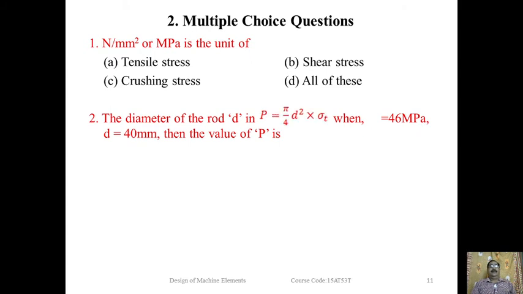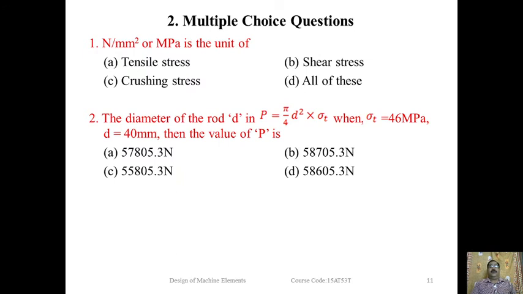Second one: the diameter of the rod small d in the equation P is equal to pi by 4 d square into sigma t, when sigma t is equal to 46 megapascal and small d is 40 mm, then the value of P is. When we substitute the values of sigma t and d in the equation, we get the value of capital P as 57,805.3 Newton, which is option A. So A is the correct answer.